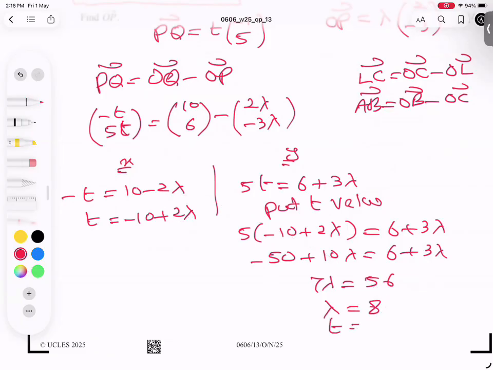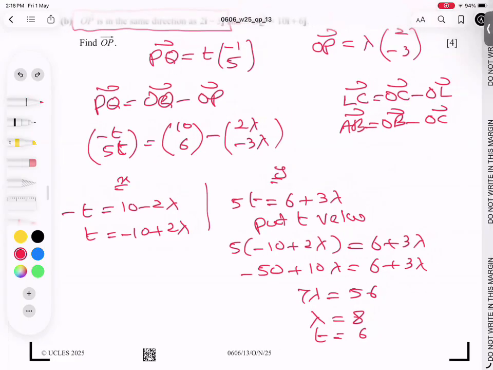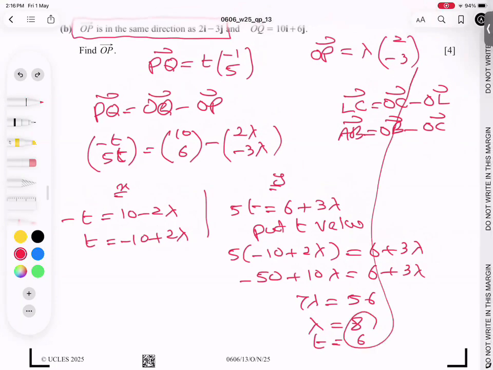And t is what, student? Let me check. 8 times 2 is 16. I got 6. So I repeat, 8 times 2 is 16, out of 16, 10 gone, 6 left. Now is the question over? Not at all. We're looking for what? OP. This value will go back here and multiply. So OP will become what, student?